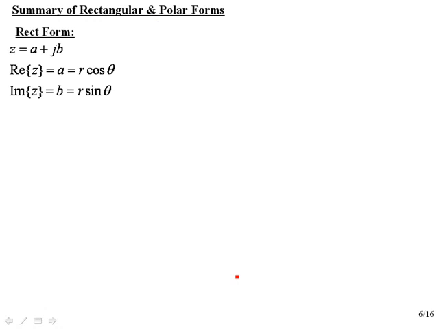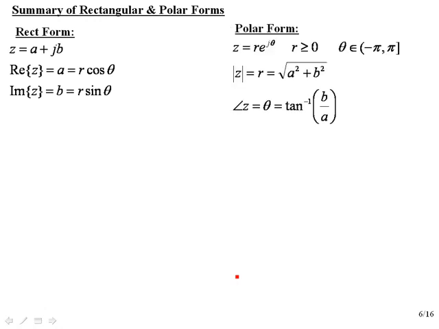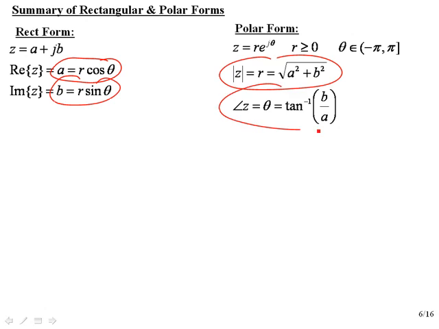Okay, so let's summarize some of the results that we've just seen. We've got our rectangular form, we've got our polar form, and this is showing the connections and conversions between the two forms. This is a strict requirement. This is a desired requirement on polar form.